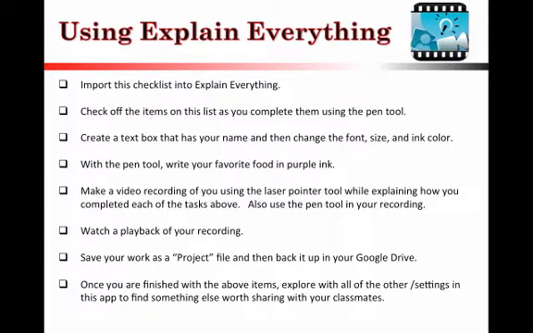Here's our checklist for today. You need to import this checklist into Explain Everything. It will be in your email, so import it that way. Next, you need to check off the items on the list as you complete them, and you need to do this using the pen tool. Next, you need to create a text box that has your name and then change the font, the size, and the ink color. So I want you to first type in the box and then make the changes afterwards.